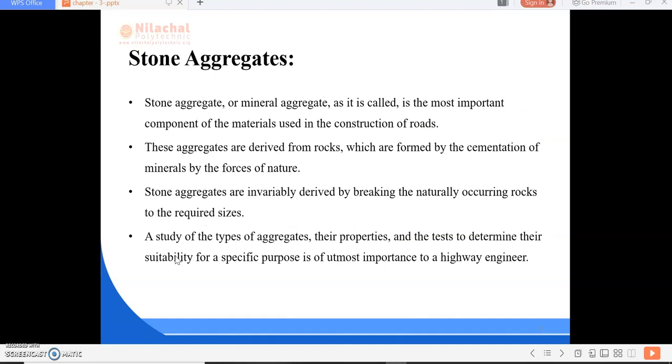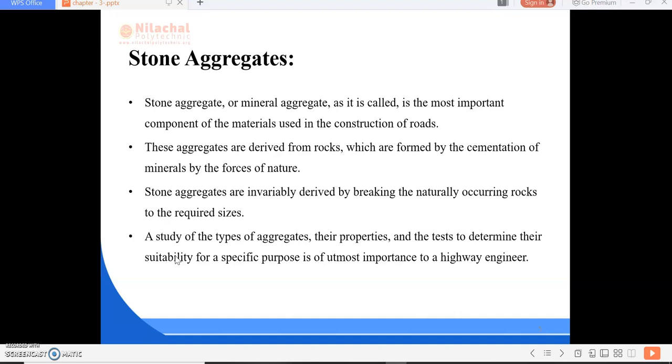Next material we are using for the construction of road is stone aggregates. Stone aggregate, or mineral aggregate as it is called, is the most important component of the material used in the construction of roads. These aggregates are derived from rocks which are formed by the cementation of minerals by the forces of nature. Stone aggregates are invariably derived by breaking the naturally occurring rocks to the required sizes.